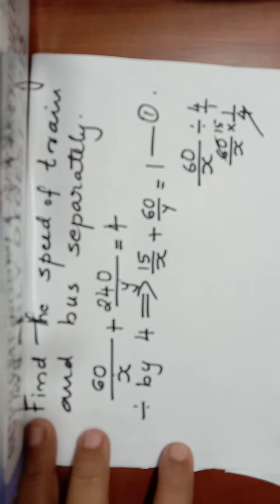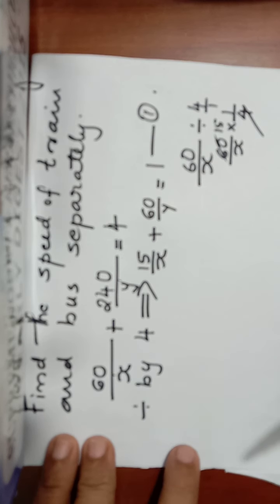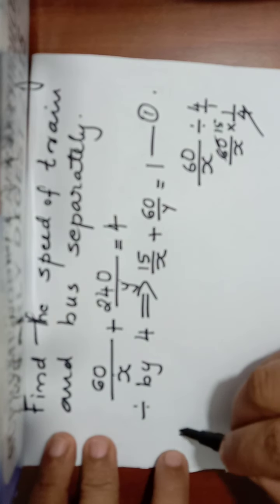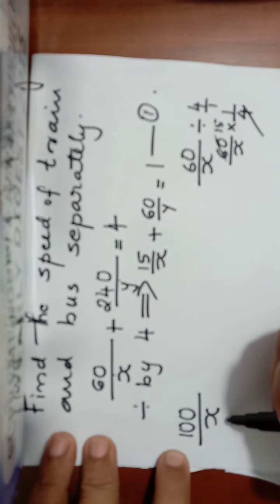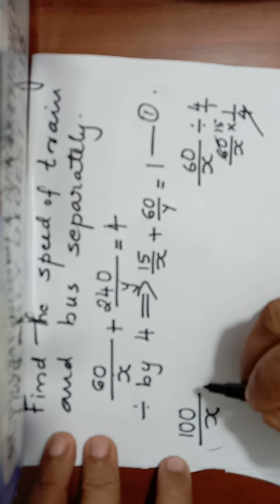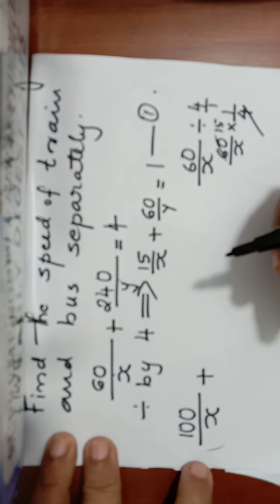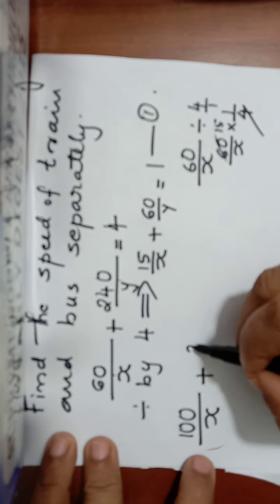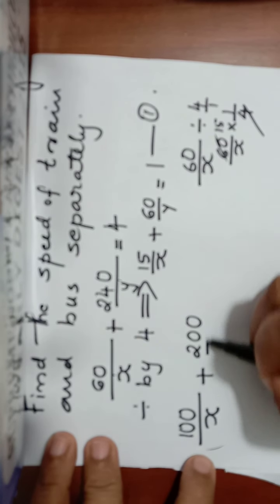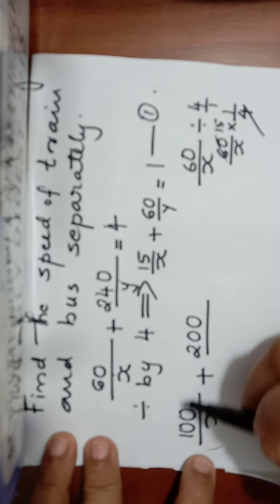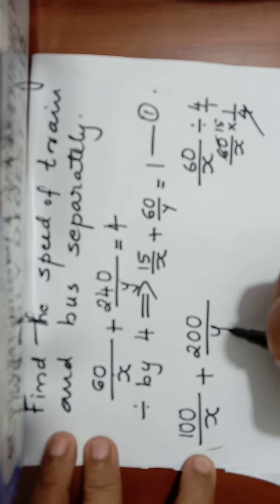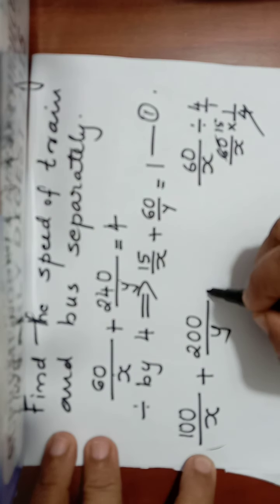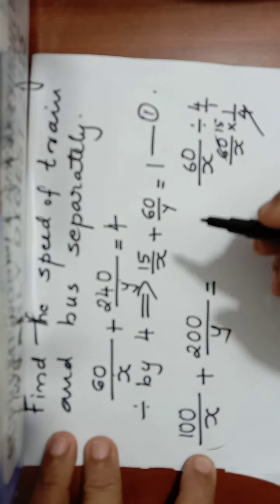First equation. In the second condition, what is that? 100 kilometers she is moving by train. So 100 kilometer distance divided by train speed, distance by speed, time taken by train we have written, plus time taken by bus. The distance traveled will be the remaining 200 kilometers, then only the total distance will be 300, divided by the bus speed y. So time taken is 10 minutes longer.